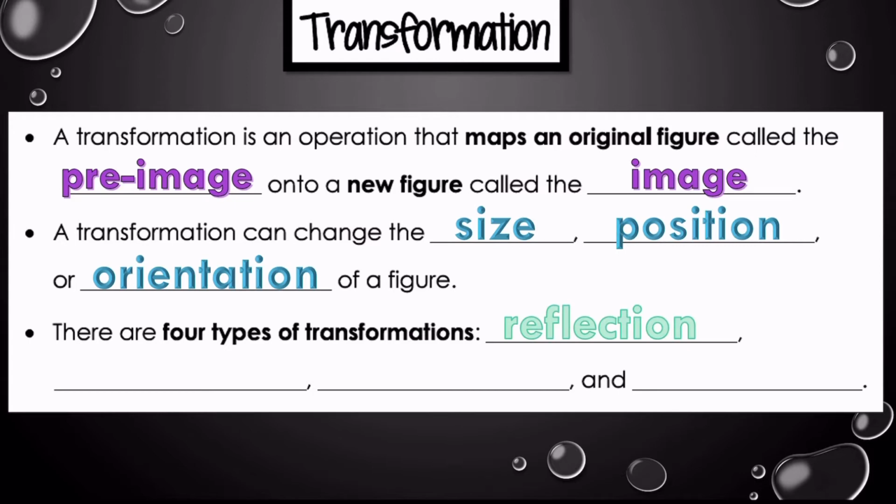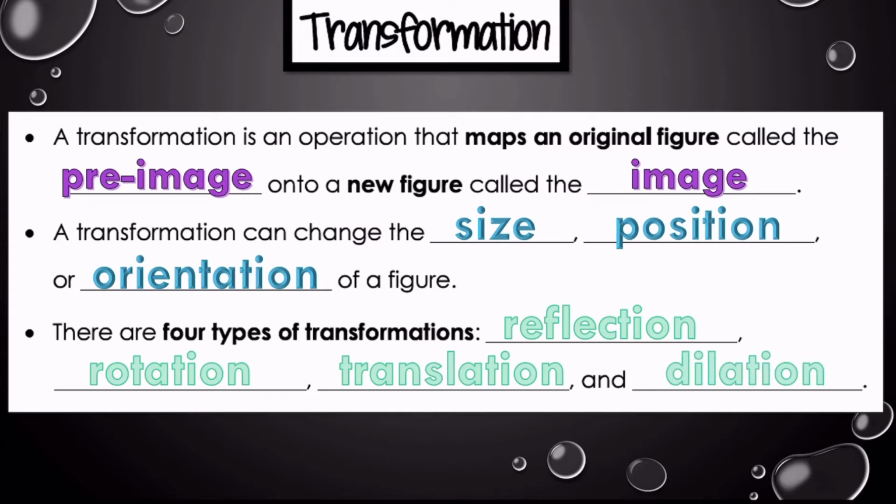We have reflections, which we're going to talk about today, rotations, translations, and dilations. Now it's important to understand that the dilation, and I would circle this, this is the only type that changes its size. Everything else stays the same size, same shape. A dilation will change its size.